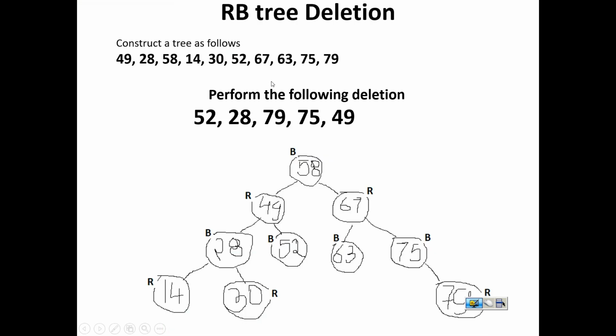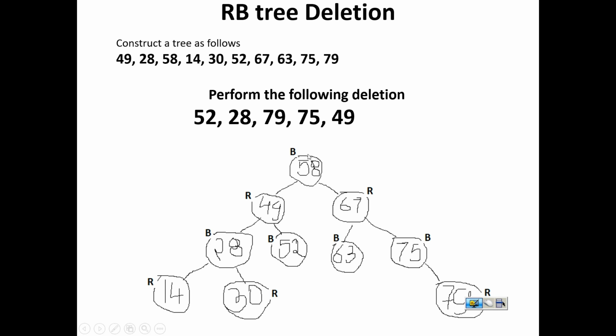Okay, so what we are going to do is first construct one RB tree. We have already discussed how to construct an RB tree using an insertion algorithm, and we have already done the practice. You can check my previous video of inserting nodes in an RB tree. We constructed this RB tree by inserting nodes in the sequence 49, 28, 58, 14, 30. I'm not doing it again, and this is what we get after inserting all these nodes. So this is our RB tree.